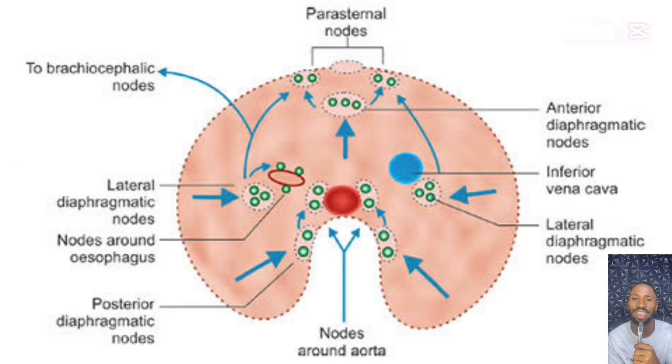The first one is the anterior diaphragmatic lymph nodes, the posterior diaphragmatic lymph nodes, and the right and left lateral diaphragmatic lymph nodes. The anterior diaphragmatic lymph node is located close to the xiphoid process. The posterior diaphragmatic lymph node is close to the aortic opening. The right lateral diaphragmatic lymph node is close to the cava opening, while the left diaphragmatic lymph node is close to the aortic opening. These are the lymphatic drainage, or the lymph node drainage of the diaphragm.